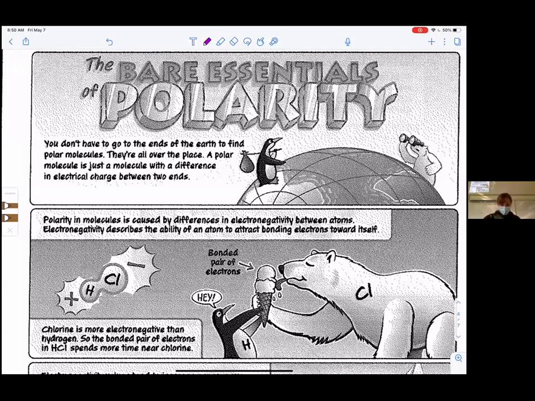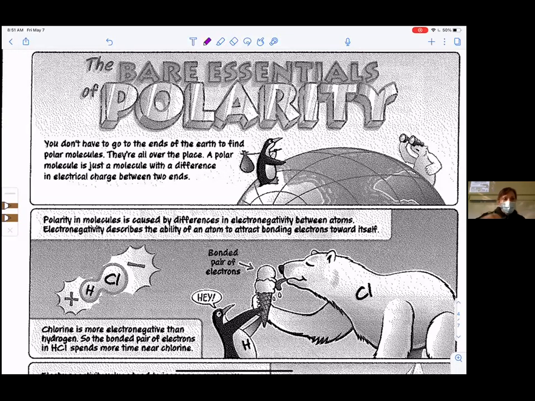So we're gonna look at polarity. The first question on this worksheet asks how the comic book defines a polar molecule. Sometimes people will talk about things being polar opposites or whatever. So this is how we're using this in chemistry. And I'm gonna close the chat so that it's not in the way.